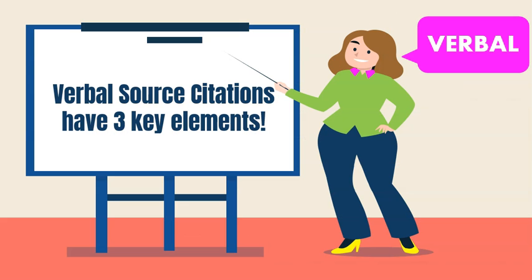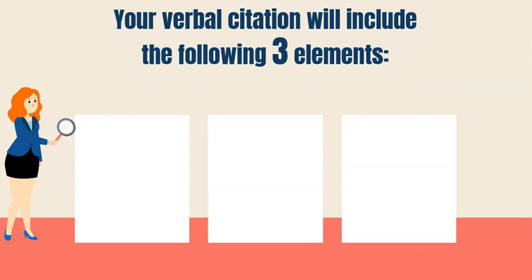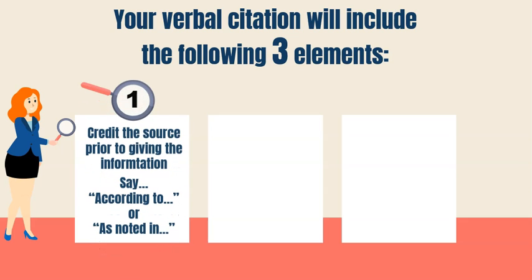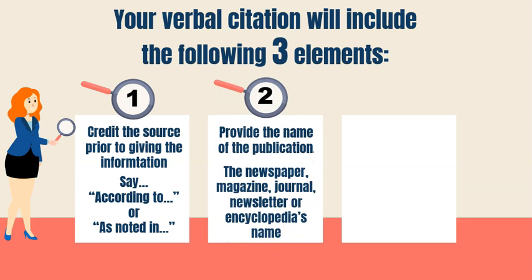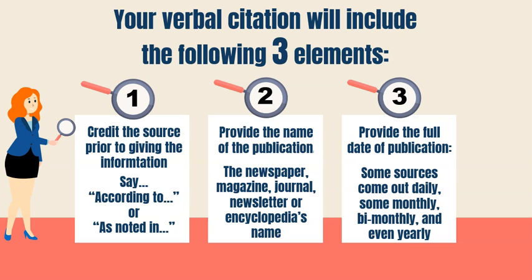Verbal source citations have three key elements. Your verbal source citation will include the following three elements. One, credit the source prior to giving the information. Say, according to, or as noted in. Two, provide the name of the publication. This is the newspaper, magazine, journal, newsletter, or encyclopedia's name. And three, provide the full date of publication. Some sources come out daily, some monthly, bi-monthly, even yearly.